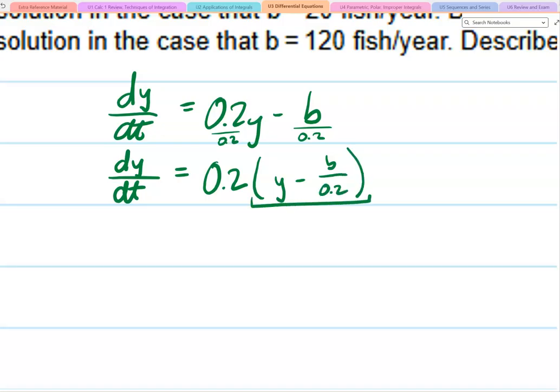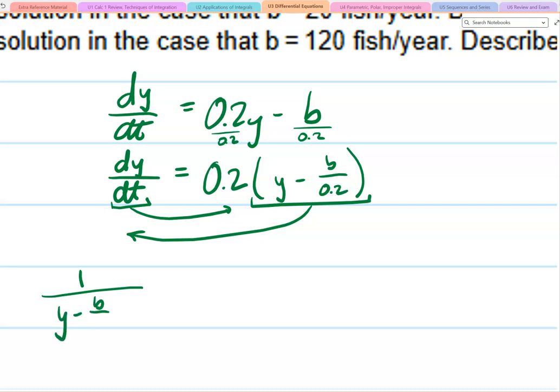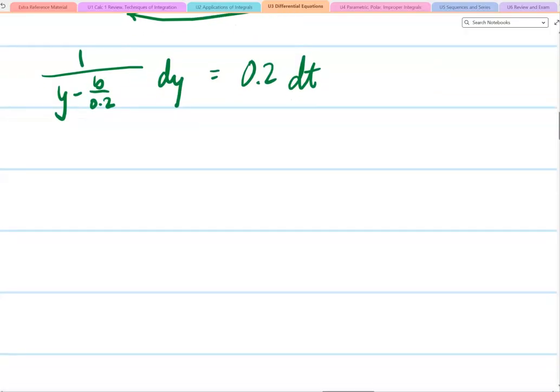Now I can divide and separate the y components to the left side. I can bring the t components to the right with the other coefficients or constants, and we can proceed from there. So I now have 1 over y minus b over 0.2 dy equal to 0.2 dt. Integrate both sides of the equation, and we have the familiar natural log of absolute value.